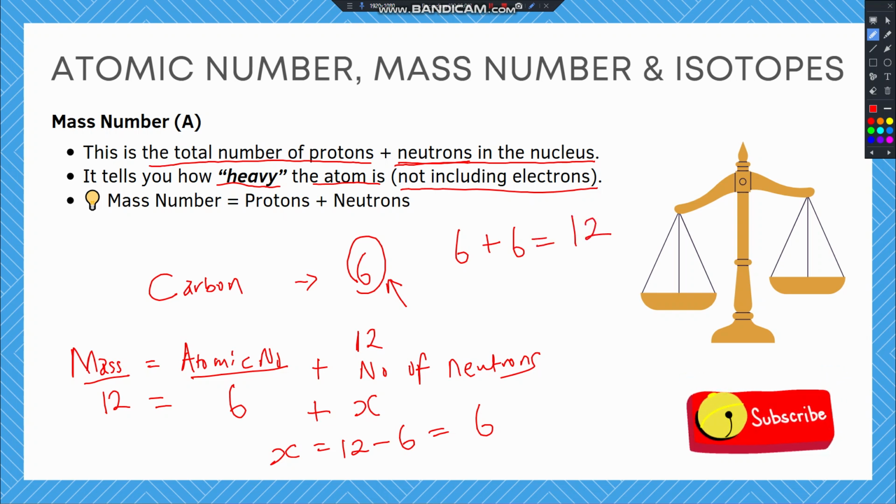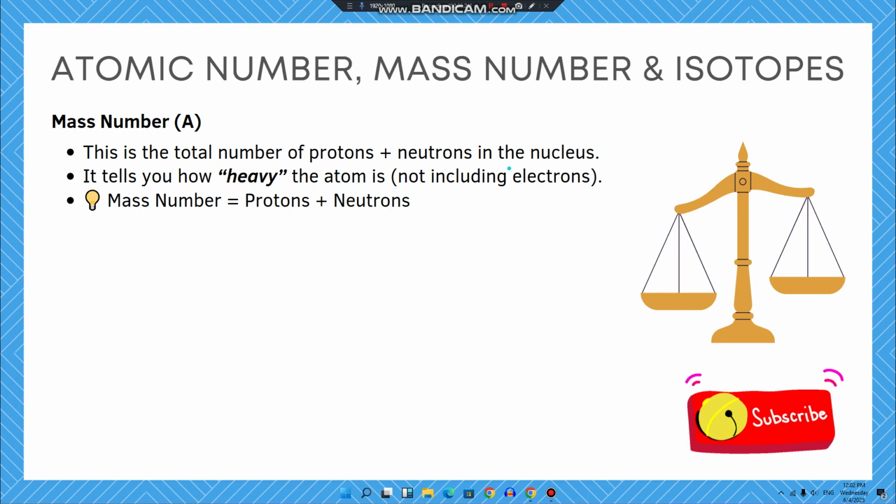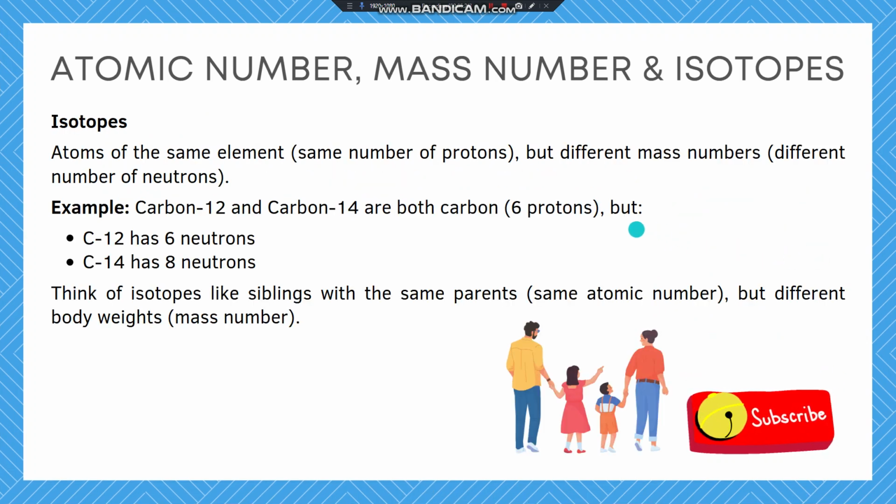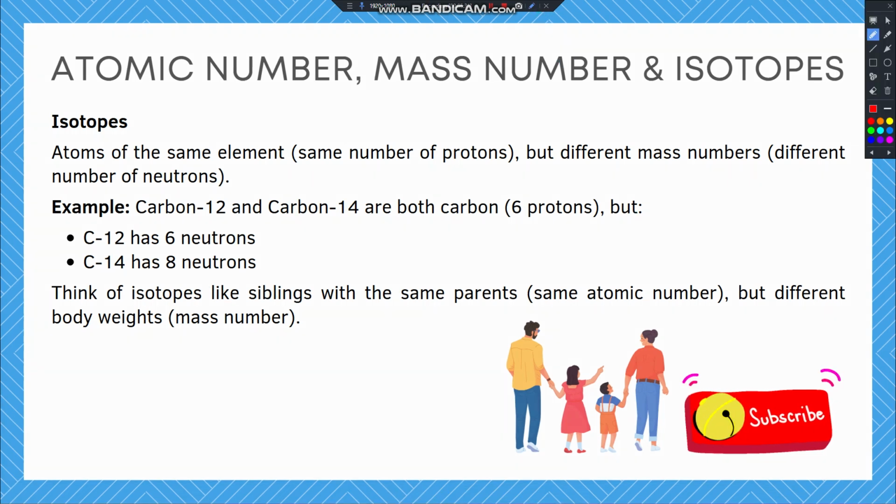So in summary, the mass number of an element is simply the total number of protons combined with the number of neutrons in the nucleus of an atom, and it tells us how heavy the atom is. Now it is time to move on to the next concept, which is called isotopes. Isotopes simply refer to a number of atoms that belong to the same element, having the same number of protons, that is, having the same atomic number.